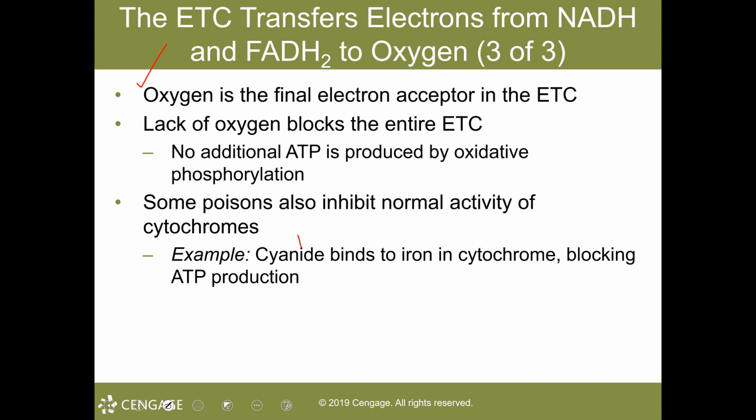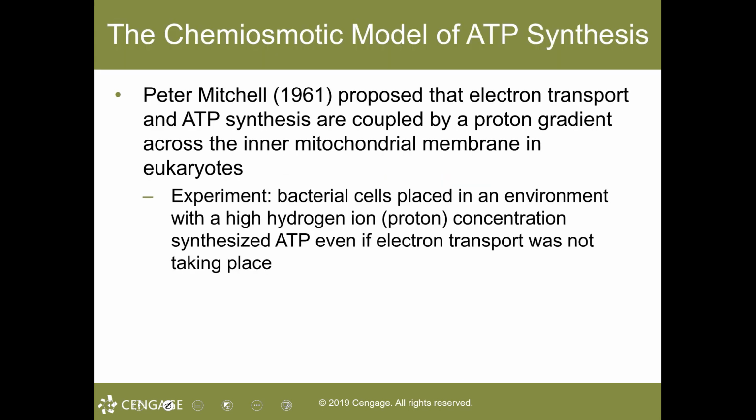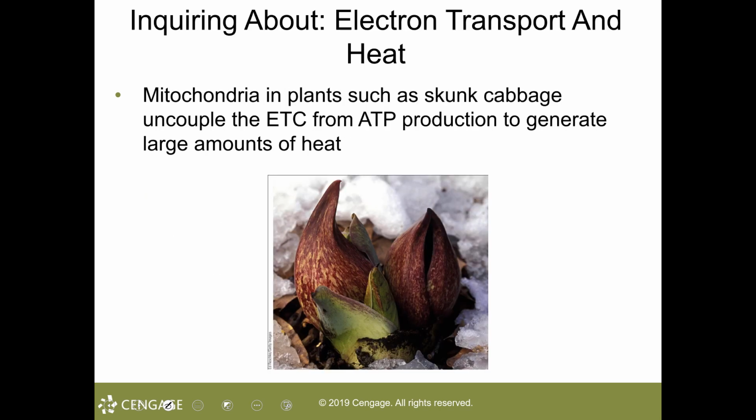One class being cyanide. Cyanide poisoning can be found out by way of this, because of course it would bind to the iron in the cytochrome and block the production of ATP. So, getting to the process now to show, give me just a moment here.